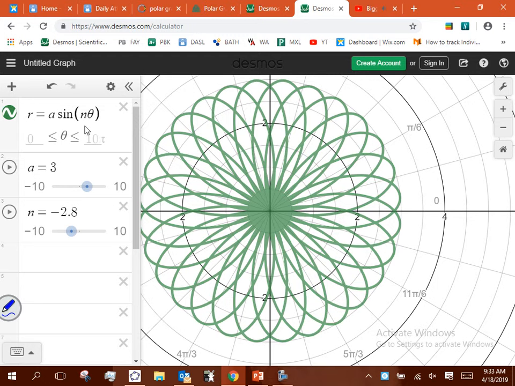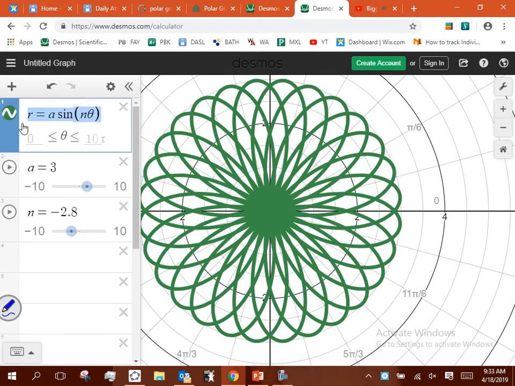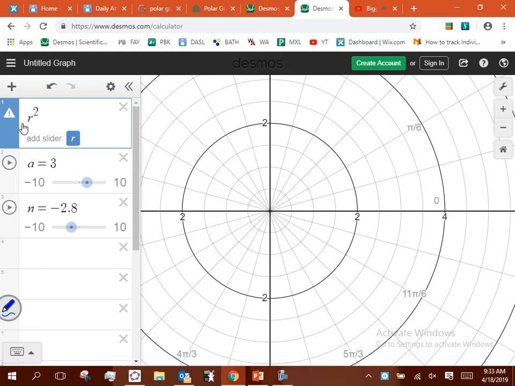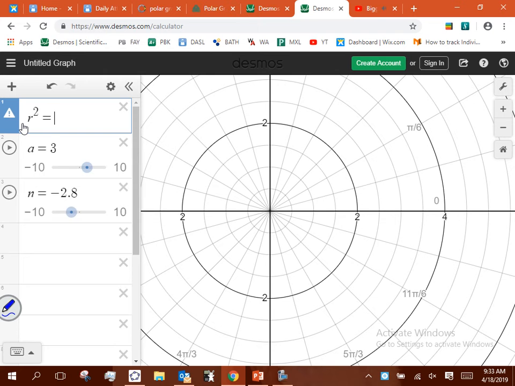Okay, let's do this. Let's go. This is the way these are always described. Now, Desmos isn't going to know what I mean by this.